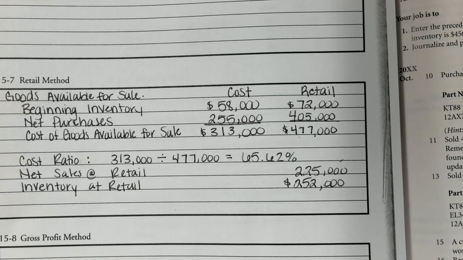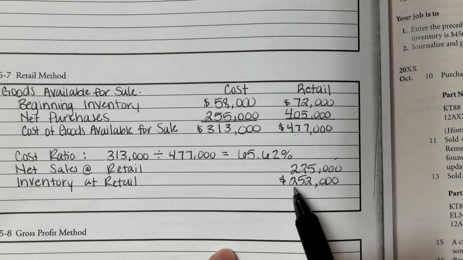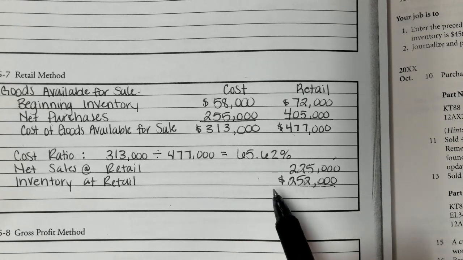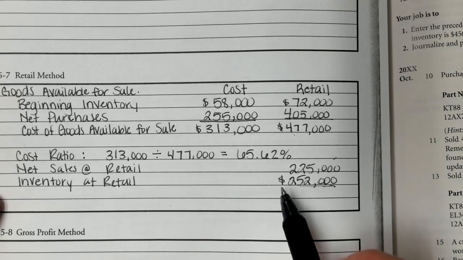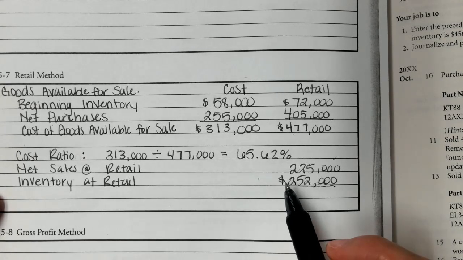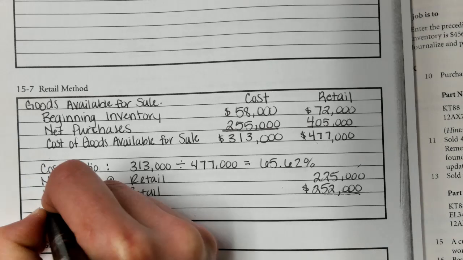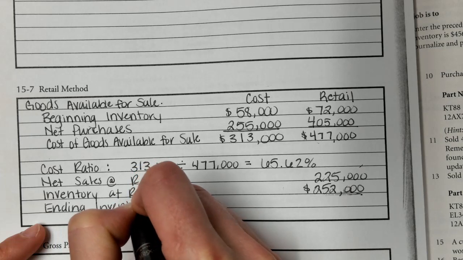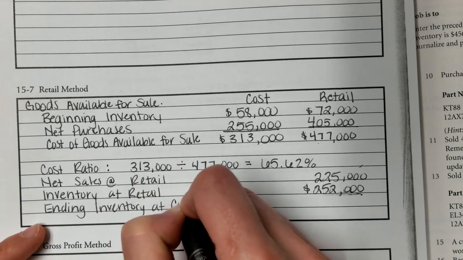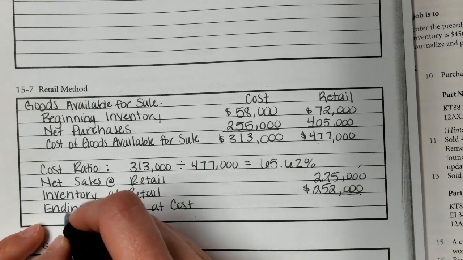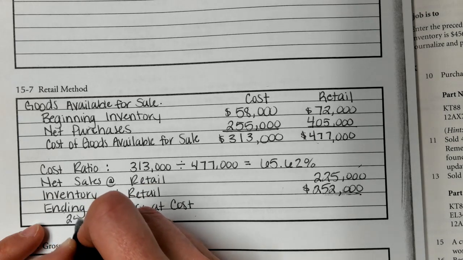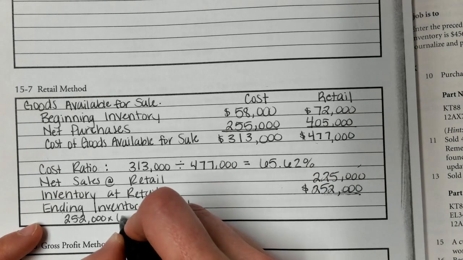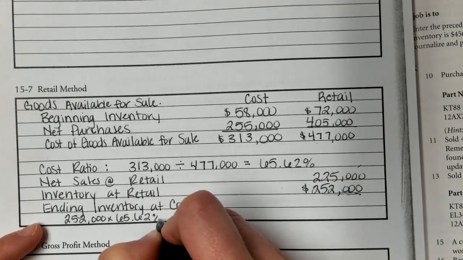So we need to multiply our retail value of ending inventory by our cost ratio. So your bottom label here will be ending inventory at cost. And then just right down here, I'm going to write my 252 times 65.62%.